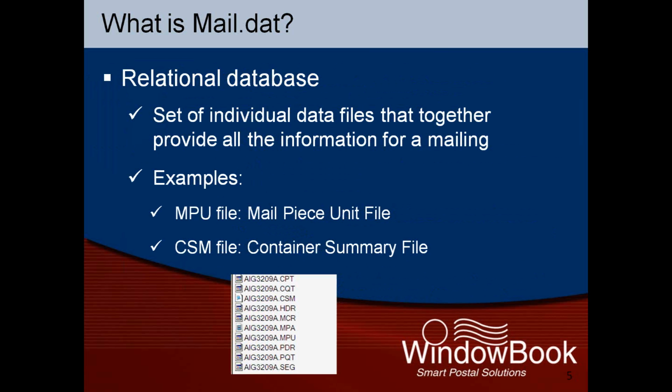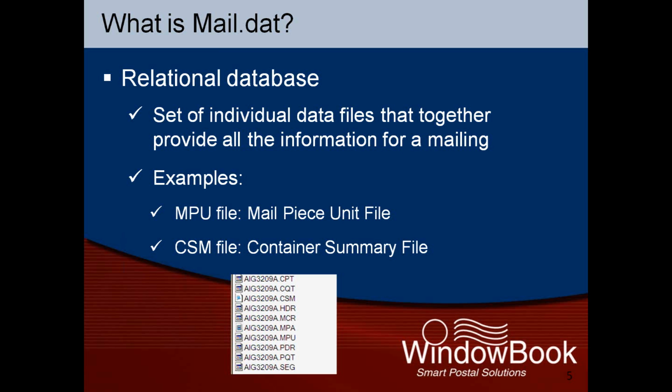Mail.dat is a relational database, and it's actually made up of a number of individual data files that together provide all the information for a mailing. The graphic at the bottom of the slide shows a set of Mail.dat files for a mailing job. Each individual file is identified by its file name suffix. For example, the file ending in .MPU is the Mail Piece Unit File, which contains data describing the mail piece or the mailing unit that is being mailed.